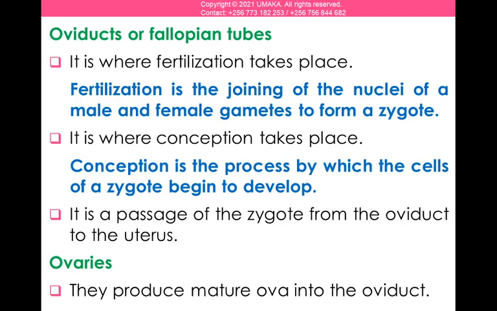So they produce mature ova into the oviduct. And class, what do we call that process? Where the ovaries produce mature ova into the oviduct. That process is called ovulation. And remember, ovulation is controlled by a hormone called oestrogen hormone, which you can also call estrogen hormone.